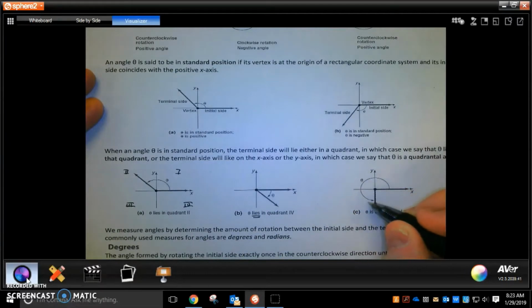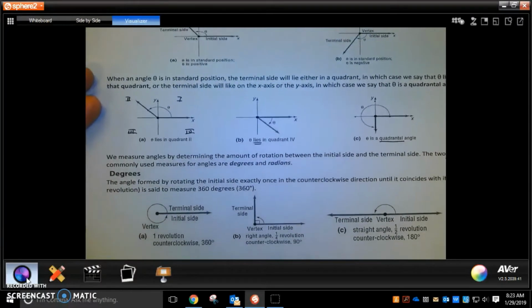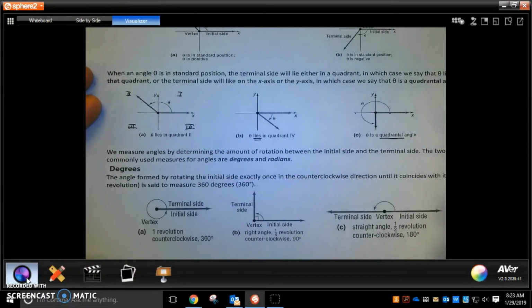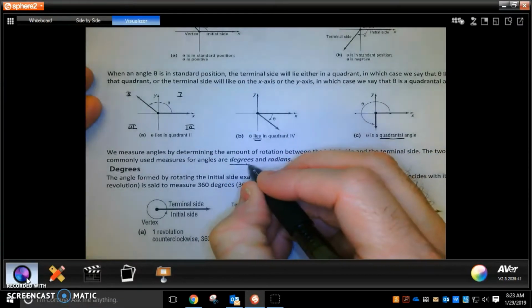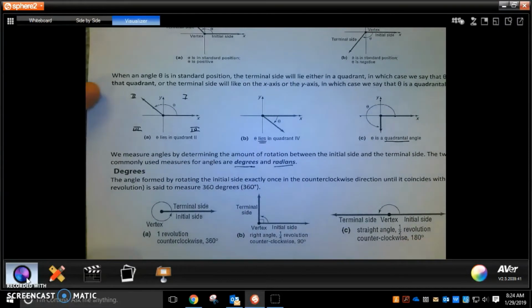This one that goes around and then lands on the negative y-axis, we don't say that's in a quadrant. It's got a fancy name. It's called a quadrantal angle. So if an angle lies on the positive or negative y-axis, or if it goes all the way around and lands back on the x-axis, then we don't say that it's in a quadrant, it's quadrantal. Now, there are two ways to measure angles. We can use degrees, which is something you should be familiar with, and we can use radians. Today we're going to focus on degrees, and the next class we're going to focus on radians.